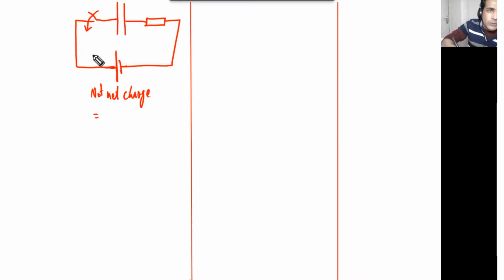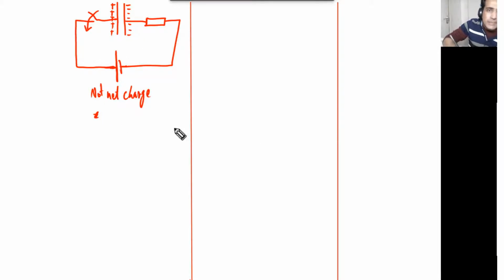As soon as we close this, electrons will leave this plate and be attracted towards the positive terminal, and from here negative charge will go onto this plate. So with time what we will see is that this plate becomes more positive, since it is connected with the positive terminal, and this side becomes more negative.